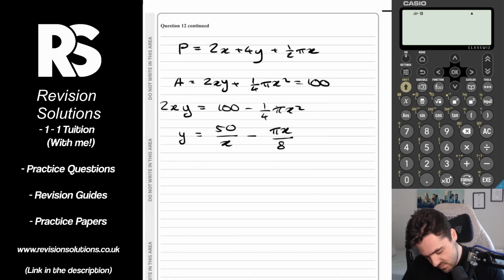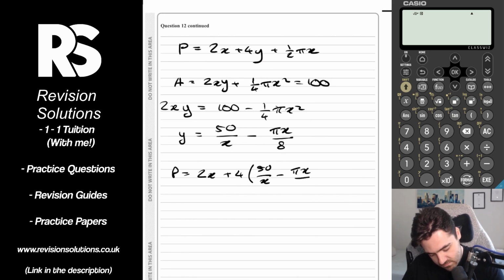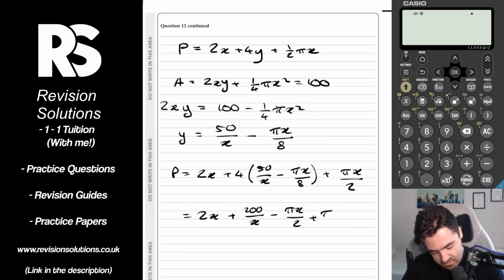So that gives us the perimeter to be 2x plus 4 times y, which is 50 over x minus pi x over 8, and then plus this half pi x again, or let's call it pi x over 2. Then simplifying, we have 2x, 4 times 50 over x, that's 200 over x. Then pi x on 8 times by 4, that's pi x on 2. So minus pi x on 2, and then plus the pi x on 2, they cancel out, which is nice and leaves us with the answer we wanted.